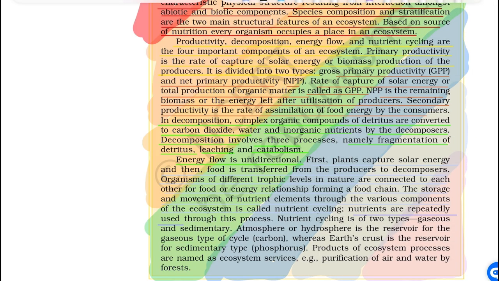The storage and movement of nutrient elements to the various components of the ecosystem is called nutrient cycling. Nutrients are repeatedly used through this process. Nutrient cycling is of two types, gaseous and sedimentary. The atmosphere or hydrosphere is the reservoir for the gaseous type of cycle, for example carbon, whereas the earth's crust is the reservoir for the sedimentary type, for example phosphorus. Products of ecosystem processes are named ecosystem services, such as purification of air and water by forests.